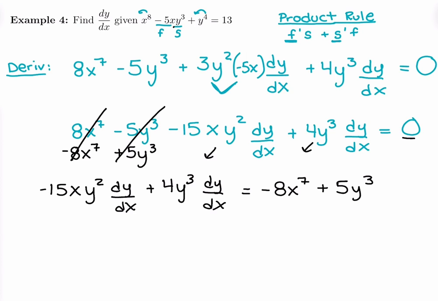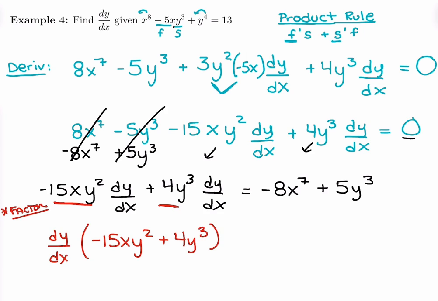After we combine like terms, we have all the dy/dx's on one side, but the dy/dx is not by itself. I always like to put a star on this step. We need to factor to get it by itself. So I'm going to pull out that dy/dx. Nobody likes factoring, but this is like the nicest factoring. Those coefficients just go inside the parentheses here. dy/dx was multiplied with a negative 15xy squared and a plus 4y cubed, equals negative 8x to the 7th plus 5y cubed.